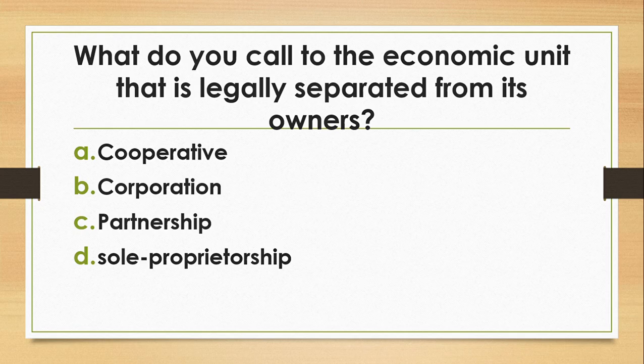I will give you 5 seconds to answer. Okay, time is up. Kindly type your answer in the comment section. Just type number 3, then the letter of your answer. The correct answer is letter B. When we say economic unit that is legally separated from its owners, this is called a corporation.